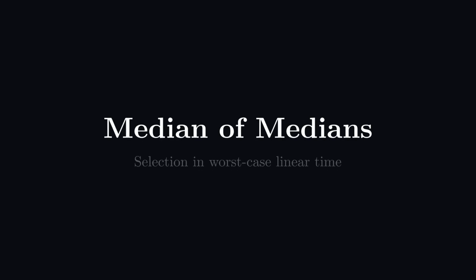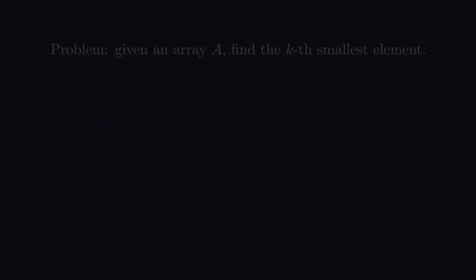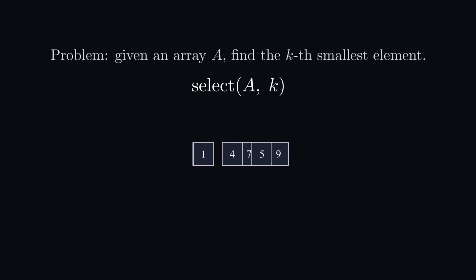In this video, we're going to talk about the median of medians algorithm, which enables selection in worst-case linear time. In the selection problem, we're given an array of numbers, and we're supposed to find the element of rank k. In this example, the answer is 4 when k is 3.